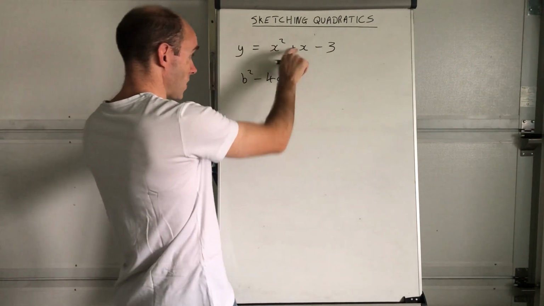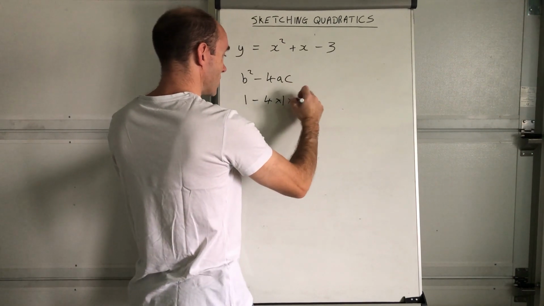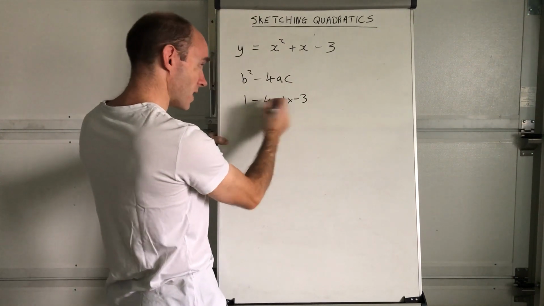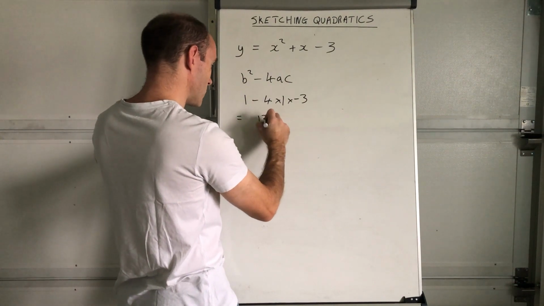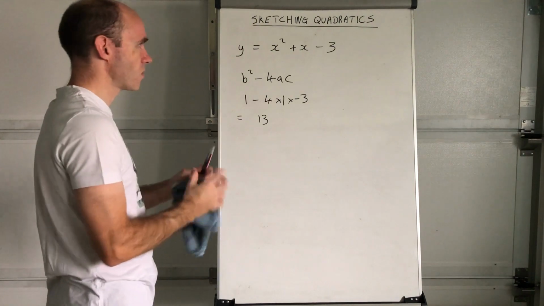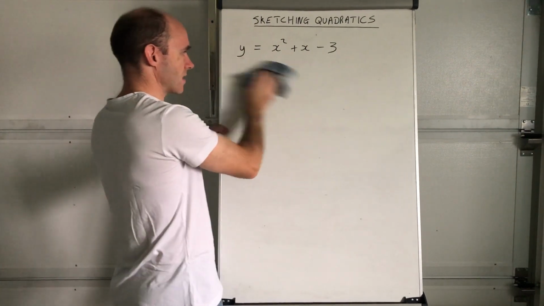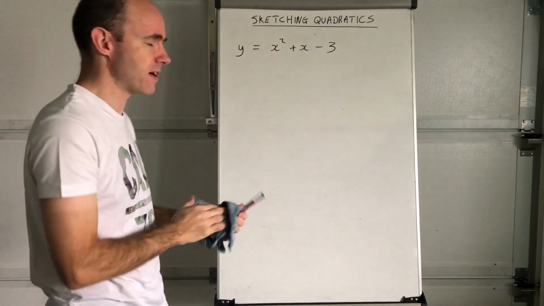So you've got 1 squared, which is 1, subtract 4 times 1 times negative 3. And you get 1 plus 12, which is 13. If that's not a square number, it won't factorise. So quickly you can just look at any quadratic and check with the discriminant to see whether it will factorise or not.